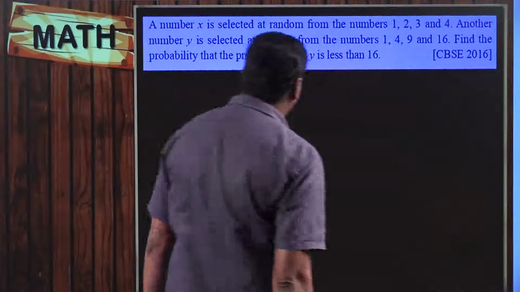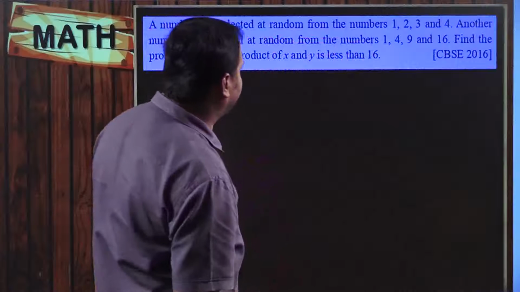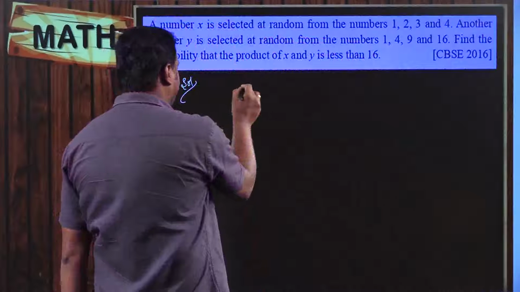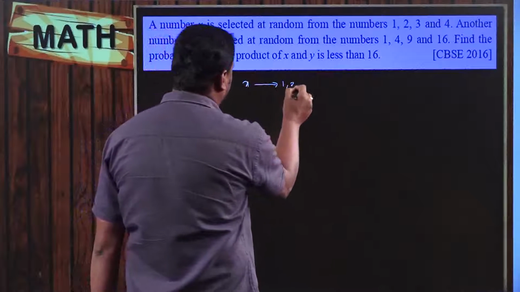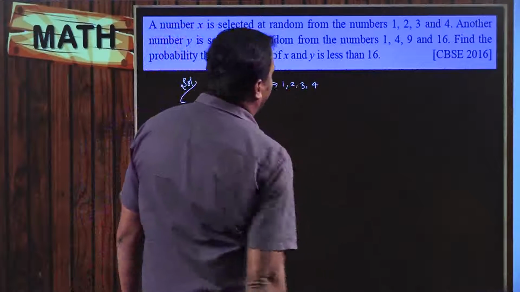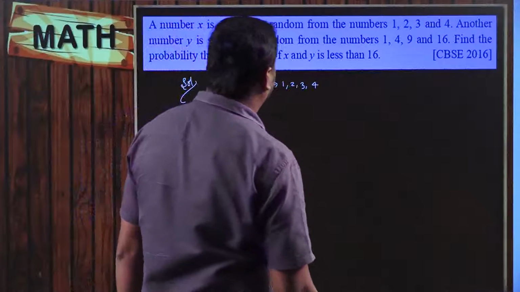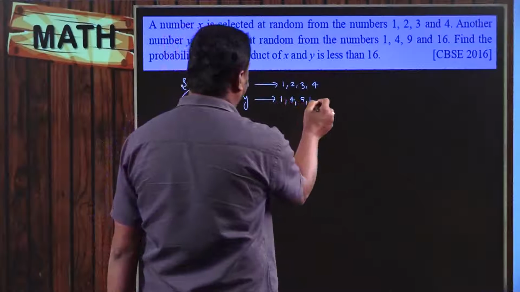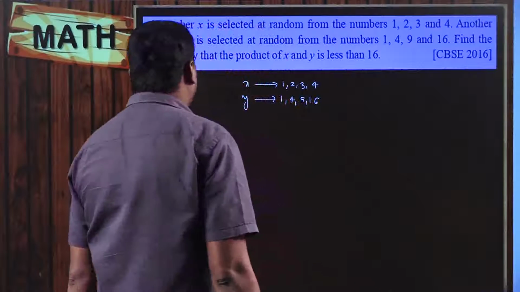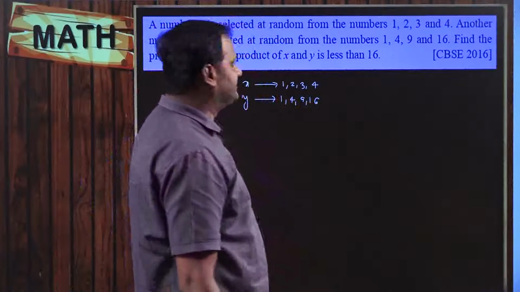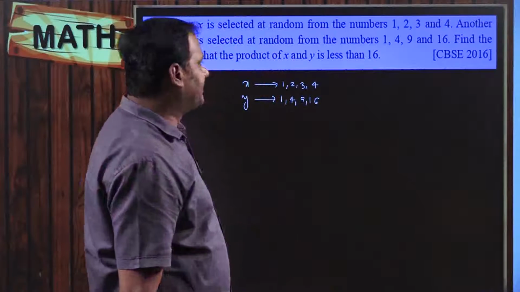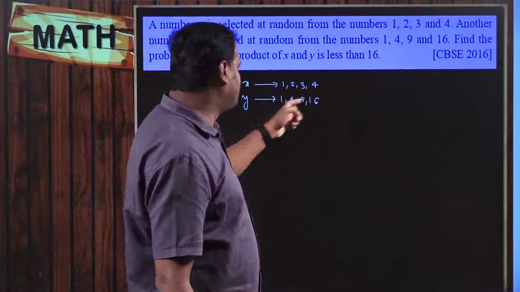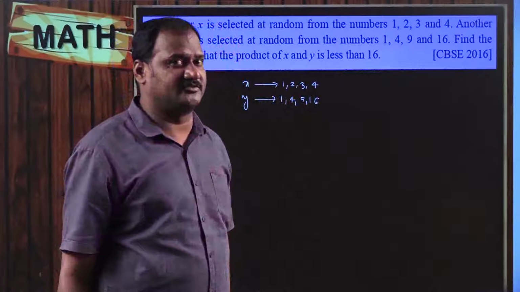Next, coming to the next problem. See here, a number x is selected at random from the numbers 1, 2, 3 and 4. And y is selected from the numbers 1, 4, 9, 16. So, find the probability that the product of the numbers x and y is less than 16. See here, what is the total number of outcomes? These are 4 numbers and these are 4 numbers. So, 4 times 4 is equal to 16.